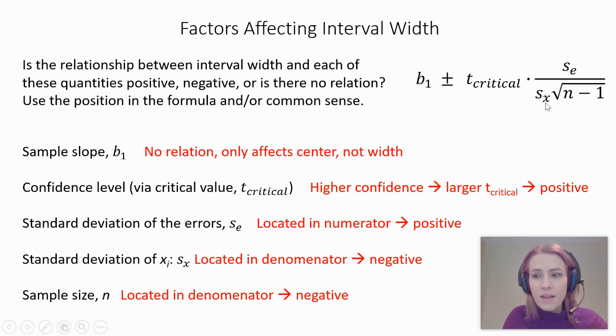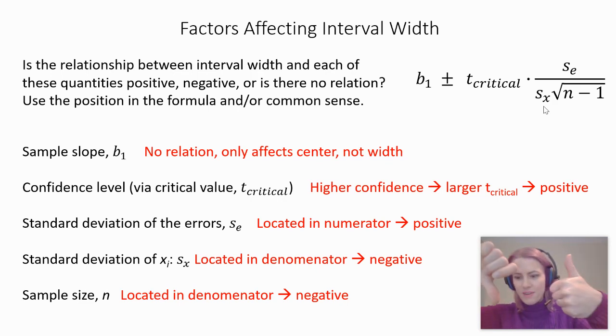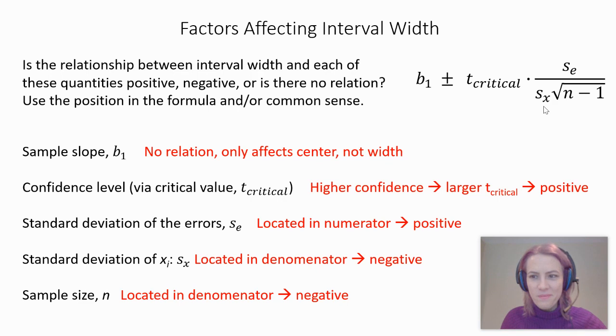On the other hand, we have the standard deviation of the x values in the denominator. So we're dividing by that amount. So as it gets larger, the width gets smaller. So we have a negative relationship there. This is saying that if you want to estimate the true slope, it's helpful to have a wide variety of x values. Kind of common sense that makes sense. If we really want to understand the true relationship between the amount of traffic and the amount of sales, you wouldn't want to go get a bunch of days where the traffic is pretty much the same. You would want a broad spread so that you can see the whole spectrum.